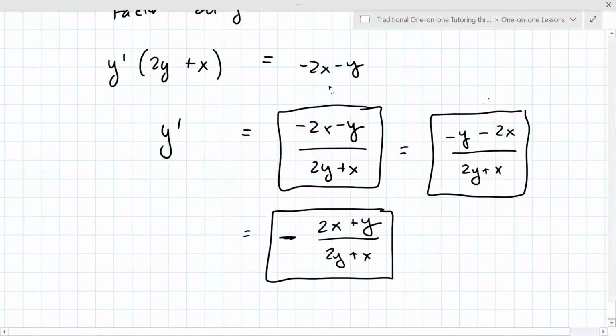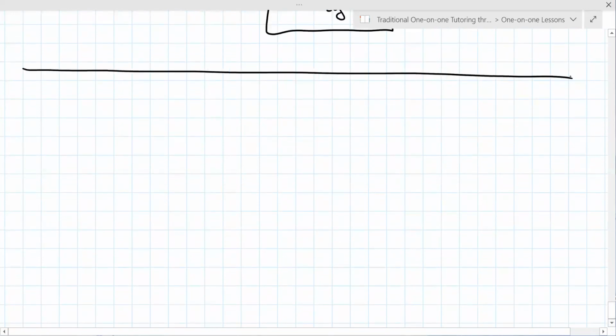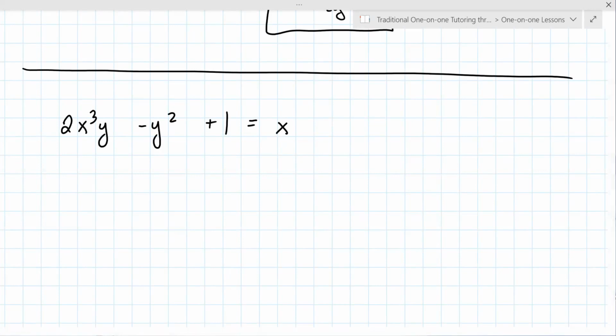All right, so let me give you one that's about the same difficulty before we move to a different type. Let's go: 2x cubed y minus y squared plus 1 equals x. Okay. So you just start by factoring 6x.